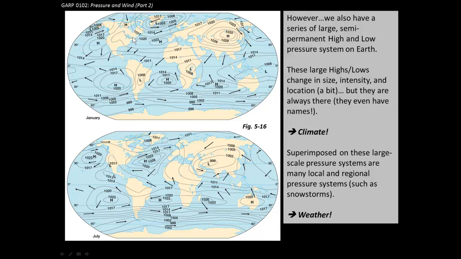For example, this high pressure area here is called the Azores High. This low pressure area is the Icelandic Low. This high pressure area here is the Siberian High. So we have these almost permanent pressure systems on the planet, these almost permanent high pressure areas, low pressure areas. That gives us climate. And then superimposed on these large scale systems, we have local scale and regional scale systems, such as Hurricane Sandy, such as any old storm, if you will, right?